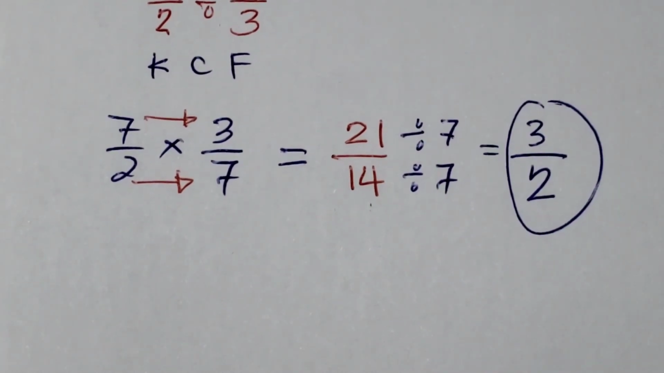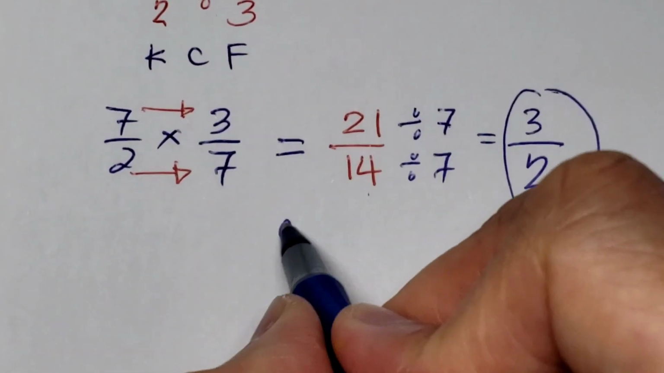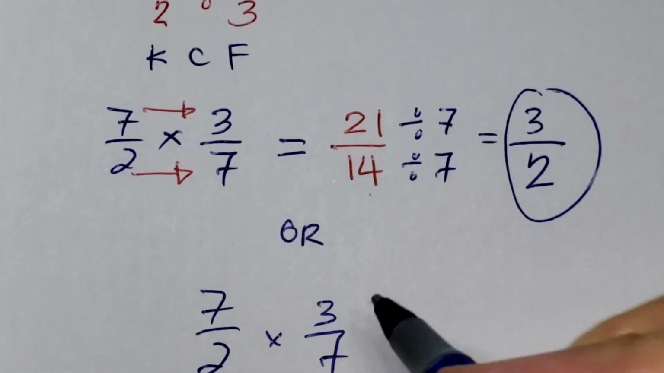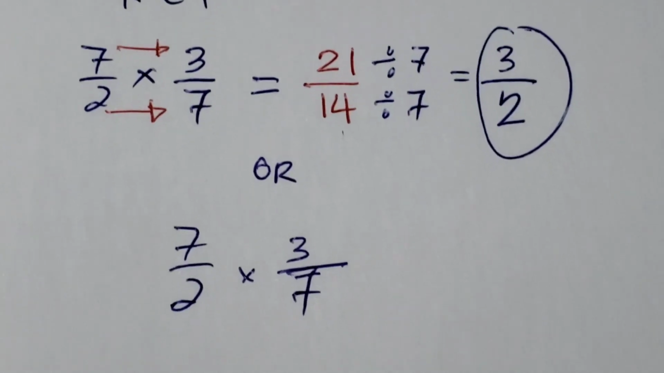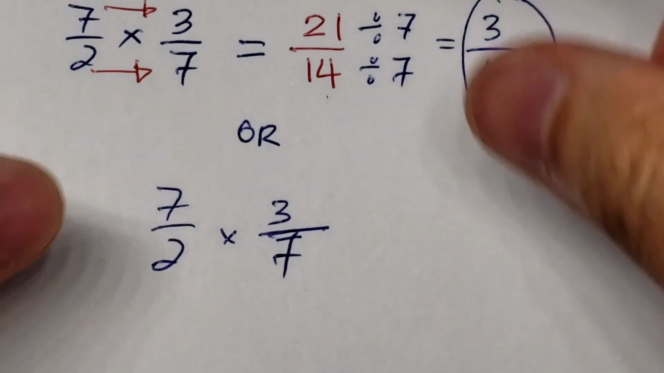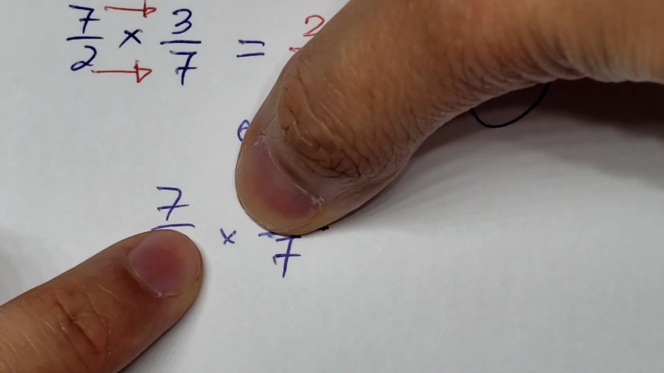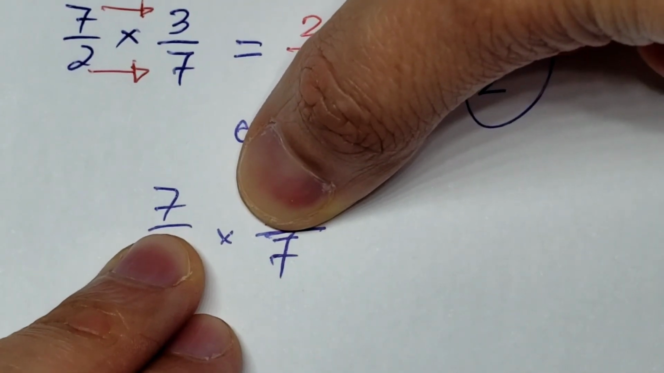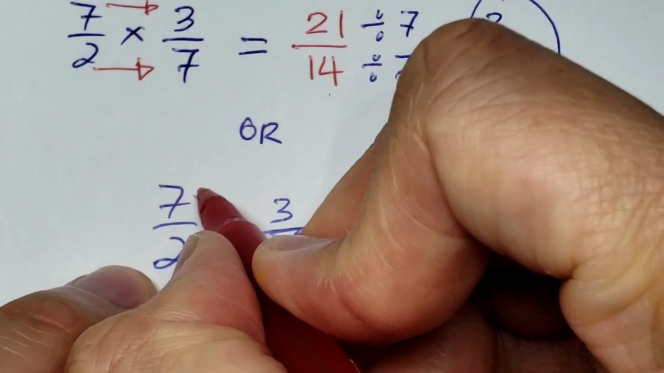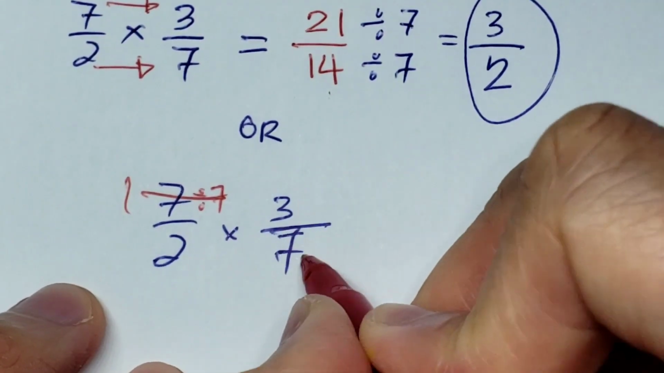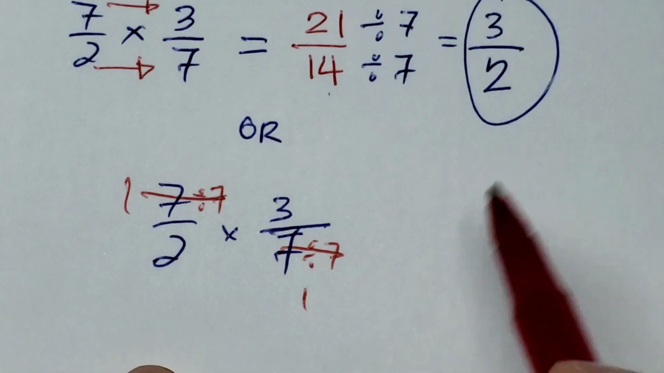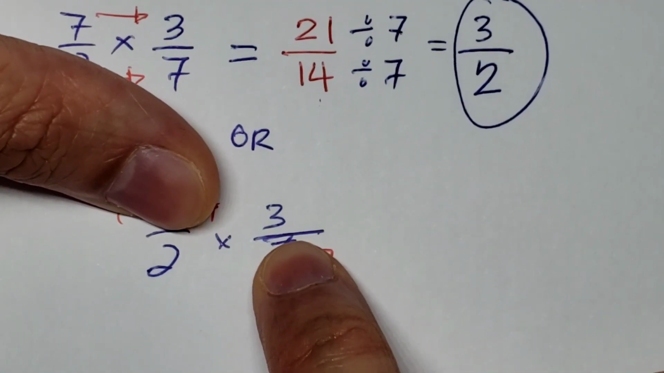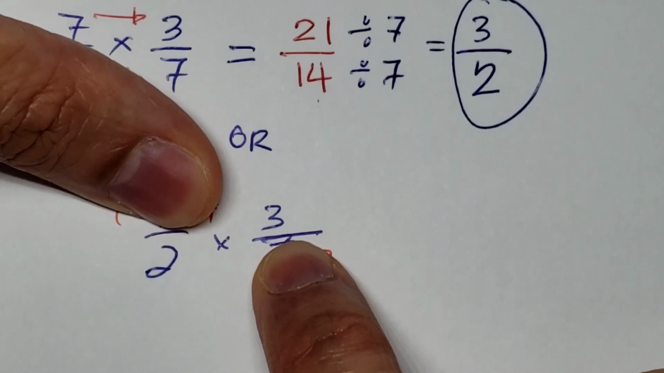3/2. Now, if you do the cross canceling, it's easier. So 7/2 times 3/7. Cross-canceling is finding the common factor of the numerator and its opposite denominator. So what number can you divide 7 and 7 by? We know it is 7. So 7 divided by 7 is 1. 7 divided by 7 is 1. Can we cross-simplify 2 and 3? No, there's no common factor. So we leave it as is.